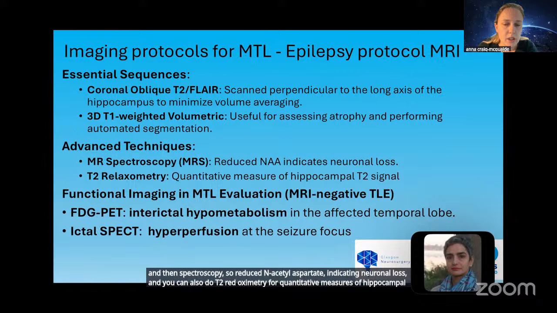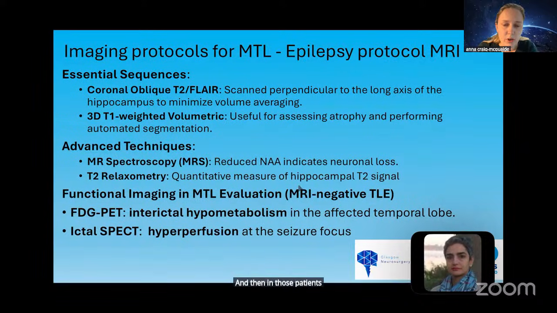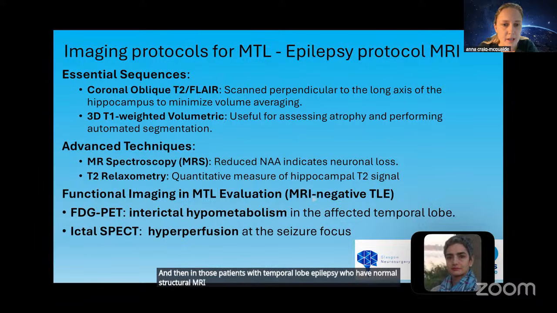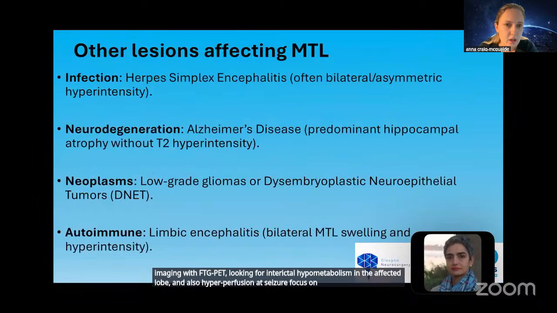and you can also do T2 relaxometry for quantitative measures of hippocampal T2 signal. And then in those patients with temporal lobe epilepsy who have normal structural MRI or who are so-called MRI negative, one would move on to doing functional imaging with FDG PET, looking for interictal hypometabolism in the affected lobe, and also hyperperfusion at seizure focus on ictal SPECT.